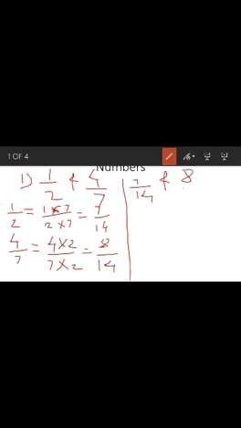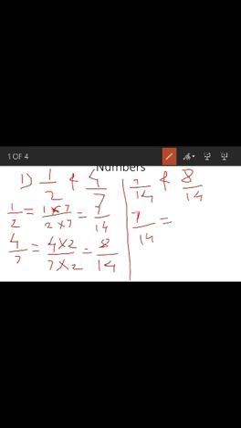Now students, see, as we are increasing the denominators, numerators are also increased. Here, in between 7 upon 14 and 8 upon 14, is there any number? No. So we need to multiply the numerator and denominator by 10, so that we will get other numbers which are greater than 7 upon 14.